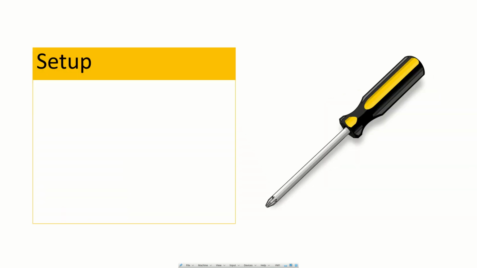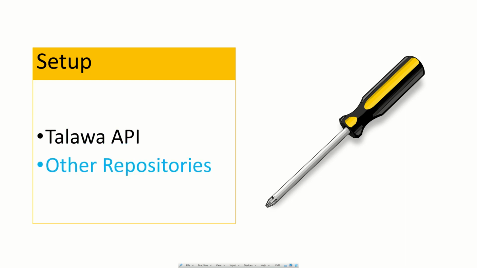To get things set up, first make sure you have a Talawa API instance available to you. This could be either on your local machine or available in the cloud. Some of our contributors have cloud instances that may be available from time to time. Then install the other repositories for you to do your testing.